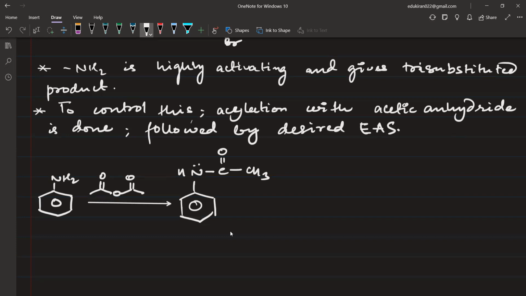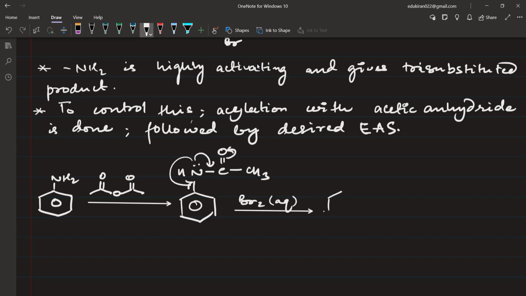Now this nitrogen lone pair can be in resonance with this oxygen atom, and it can also be in resonance with this benzene ring. So this lone pair is diverted towards the carbonyl carbon. It is not only giving electrons towards the benzene ring, it is also moving towards the carbonyl carbon. So its activating power decreases because it has to do resonance with the carbonyl carbon also. Since the activating power is decreased, we now react it with bromine water.